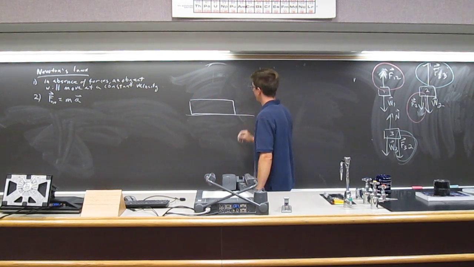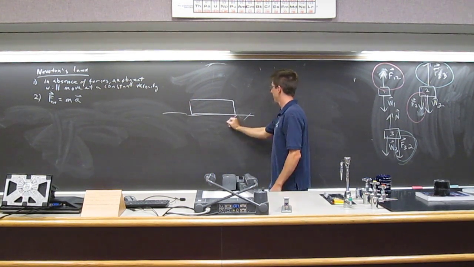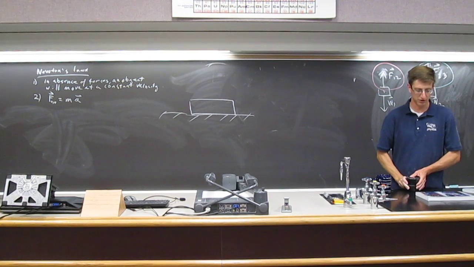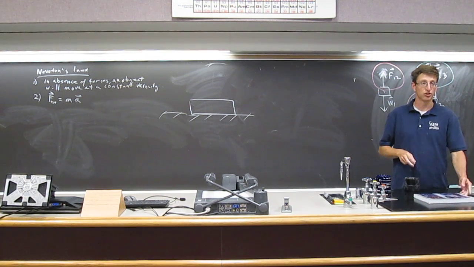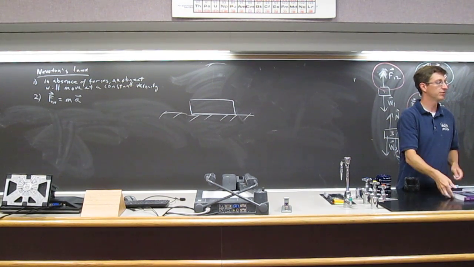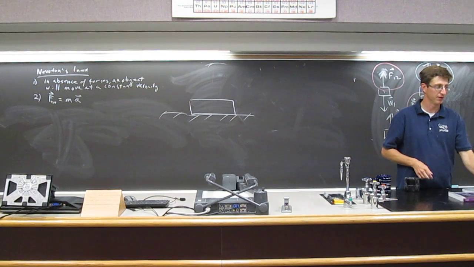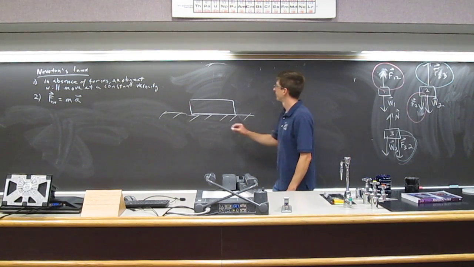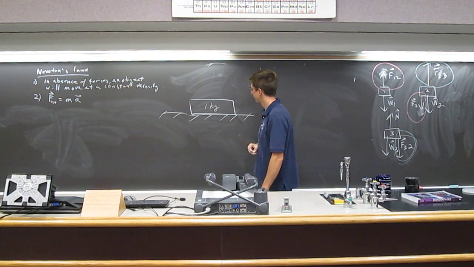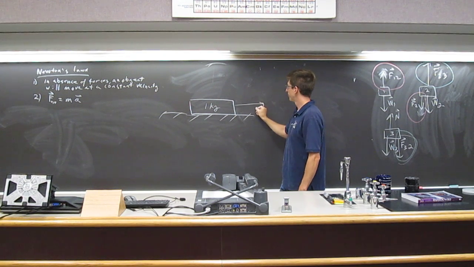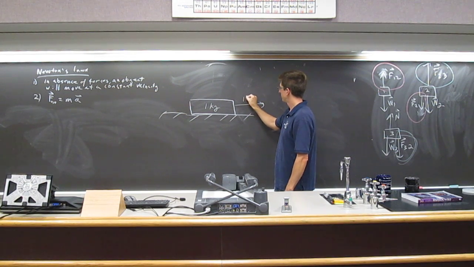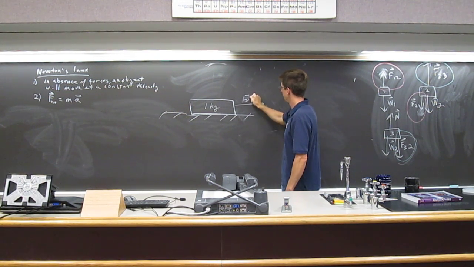So let's consider a book on the ground that's being pushed along the ground, okay? Let's see what would happen. I'm going to say that this is 1 kilogram. Let's say that there's a force that's exerted on it off to the side of, let's say, 5 newtons.